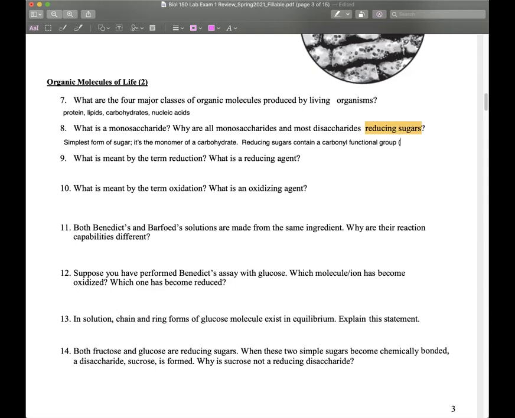Is it carbon double bonded to oxygen? It is. Very good, Karen. Yeah, it's C double bond O. That is our carbonyl. So a reducing sugar is a sugar molecule that has a carbonyl group that is able to donate electrons.